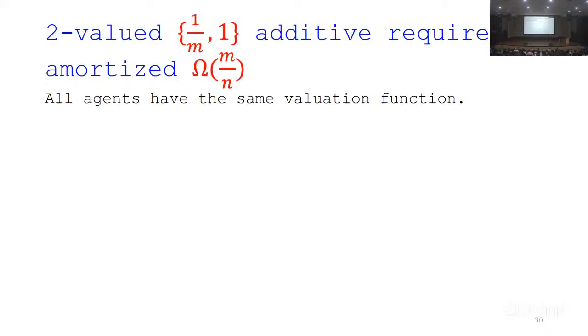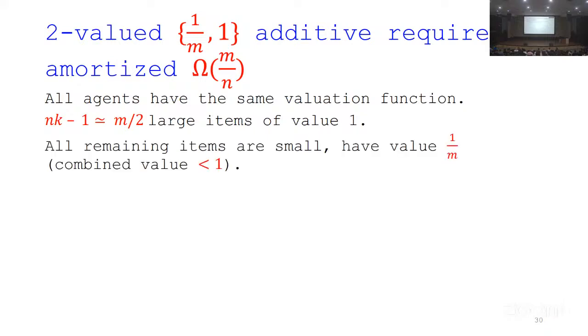So in the example, all agents will have the same valuation function in the distribution that we will create. And in this distribution, there will be n times k minus 1, not n times k, just 1 less, items of value 1. So each agent should get k items of value 1, but one agent would get k minus 1 items of value 1. And all the remaining items are small. They have value 1 over m. So their combined value is smaller than 1.